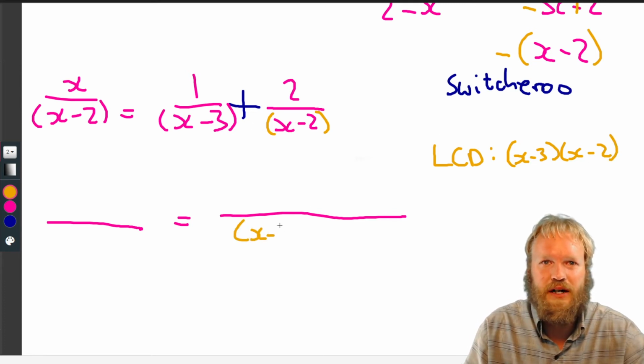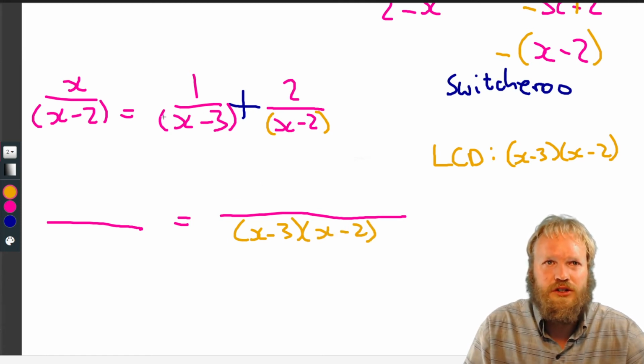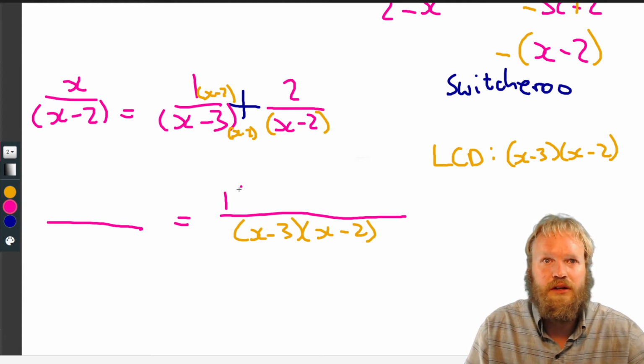Okay, so x minus 3, x minus 2. In other words, this one we still have to multiply by x minus 2. What do we do on the bottom, we do on the top. So we've got to go this one, x minus 2.